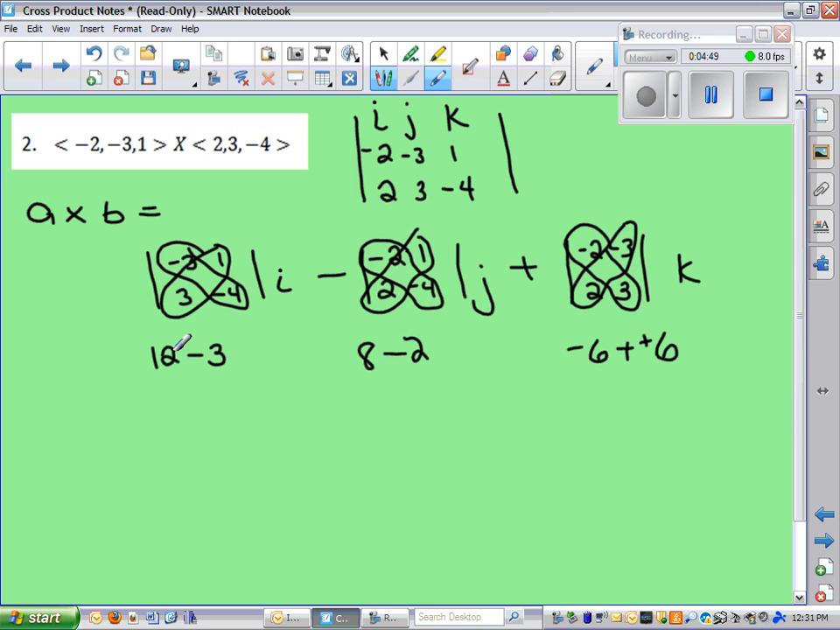So when we simplify, 12 minus 3 is 9i, minus 8 minus 2 is 6j, and -6 plus 6 is 0k. So our answer is 9i minus 6j. When you have a 0, you just leave it out.